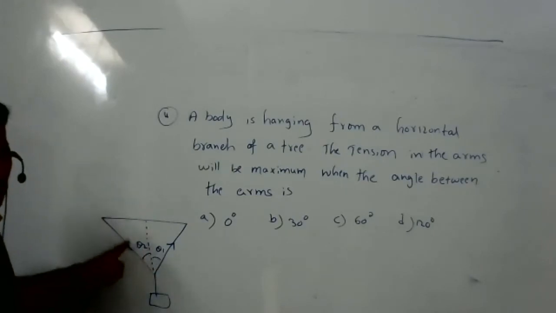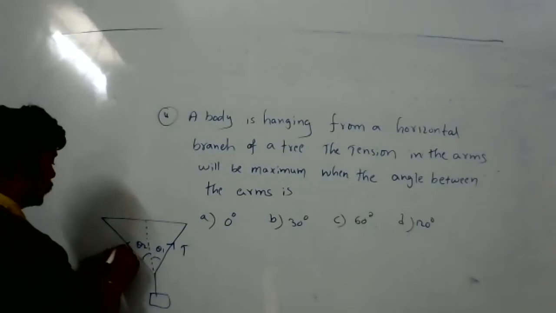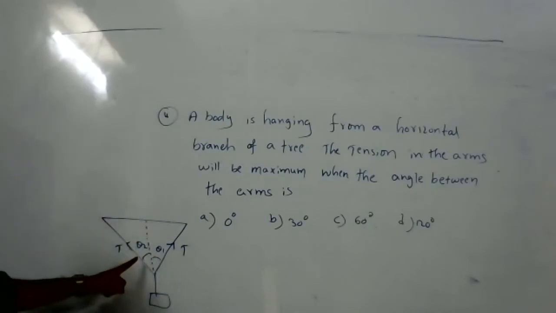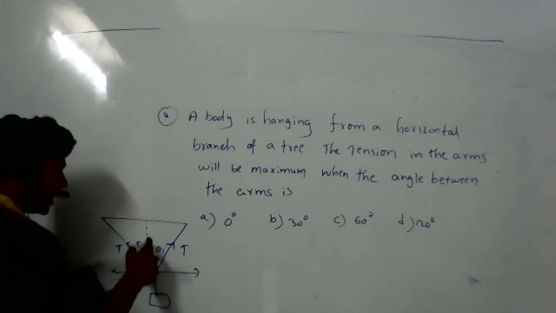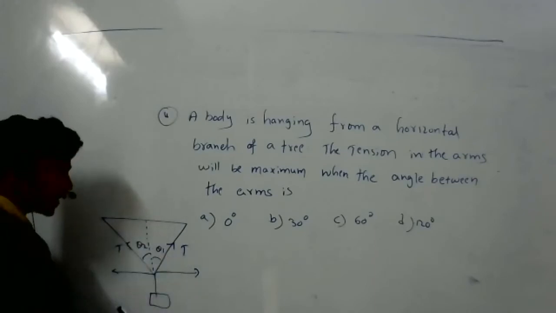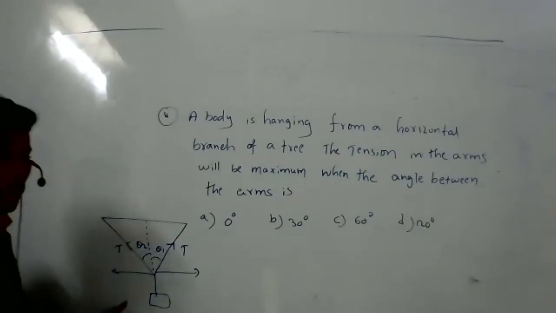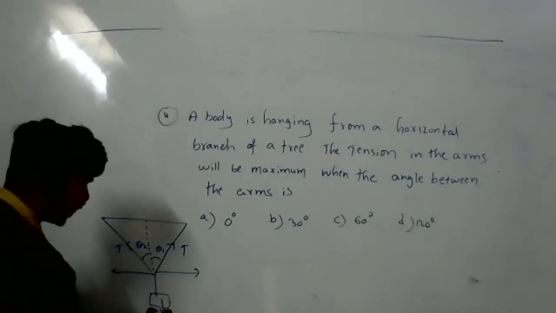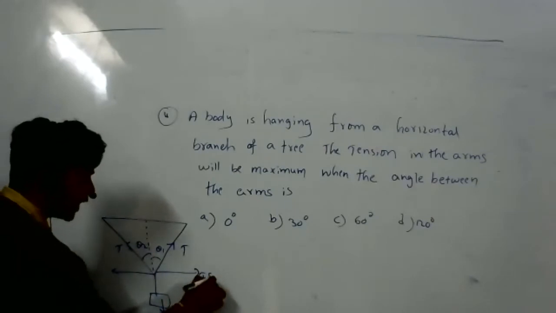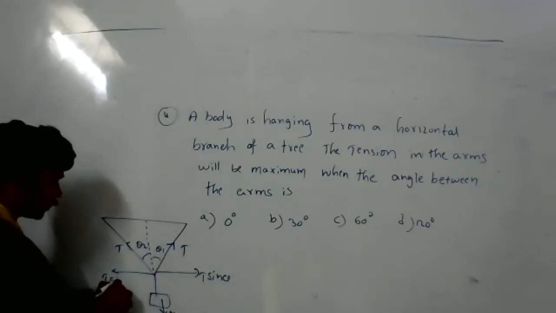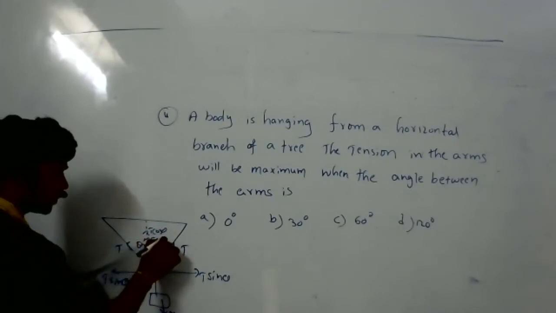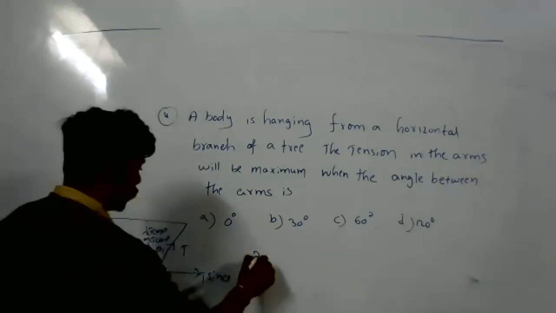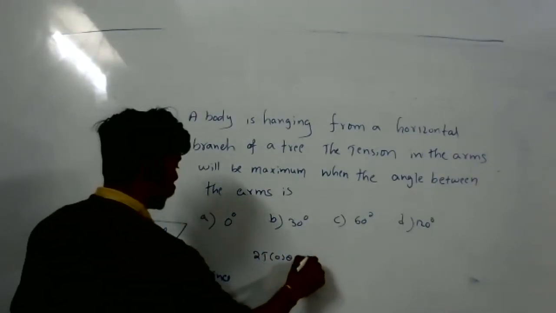Now what we can do? We can resolve this tension T. Can you resolve the tension force? One will be in this direction, one will be in this direction. It will be T cos theta, both in the upward direction, and T sin theta. Weight is acting in the downward direction, that weight is mg. We know T cos theta, one more T cos theta. So what will happen? 2T cos theta equals mg. Can we write?